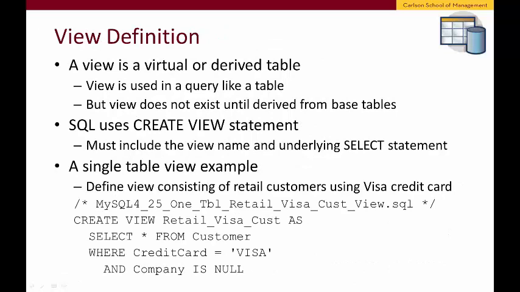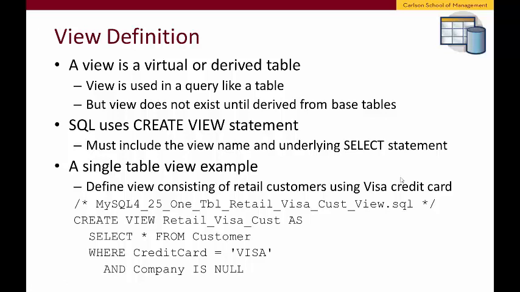The simplest way to think about a view is as a virtual or derived table. Once we get to using MS Access later on in this lesson, the view is simply a stored query. Either way, the view or stored query does not exist until it is derived from base tables. Relational database management systems like MySQL or Oracle use the create view statement, shown right here, to define a view by giving it a name and providing a select statement that does what the view is supposed to do.